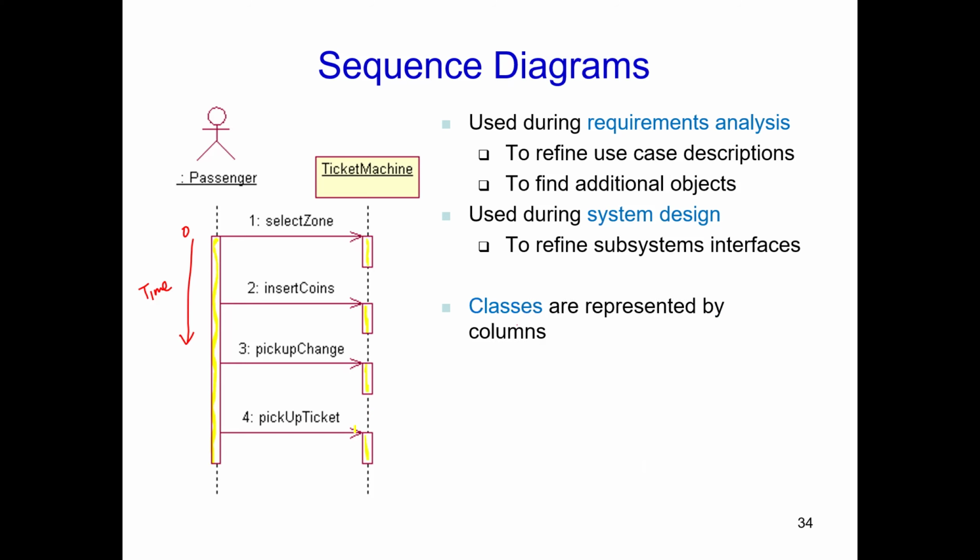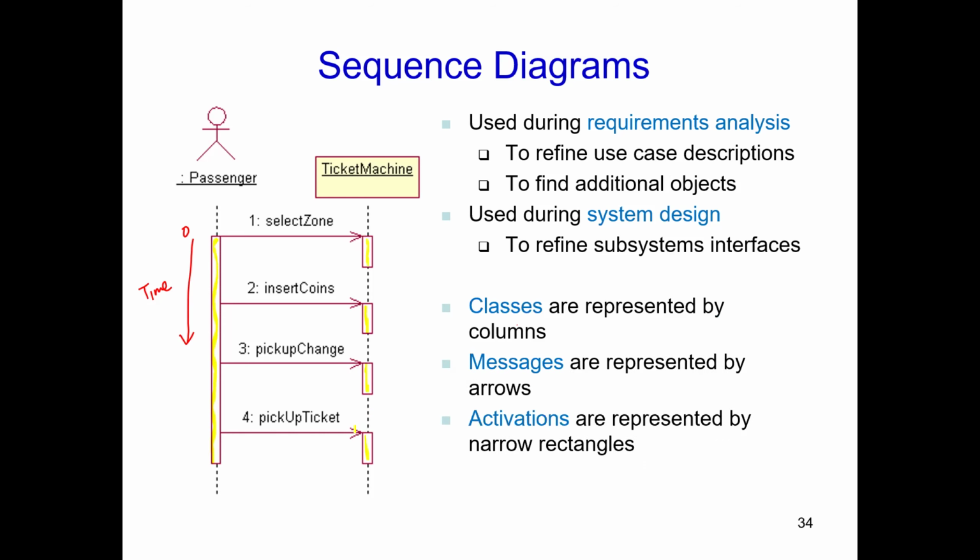Classes are represented by columns. Messages are represented by arrows. Activations are represented by narrow rectangles. Lifelines are represented by dashed lines. Okay, so those are the lines that are connected to those activations.